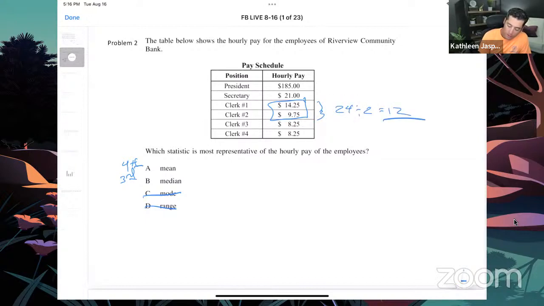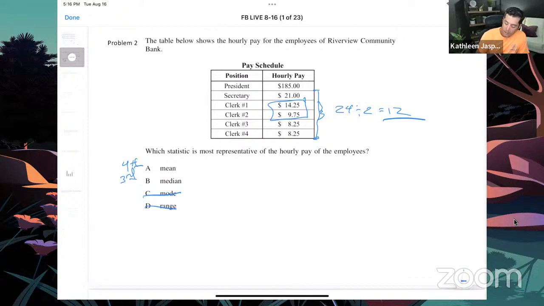So is $12 representative of what you might get paid? So see how 12 kind of does a nice little rate in the middle of all of these 5 salaries. So I like that pay, or hourly pay. I like that as a representation because it's not too high and it's not too low.